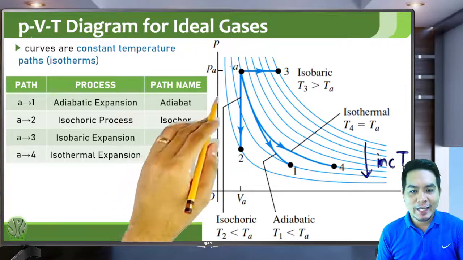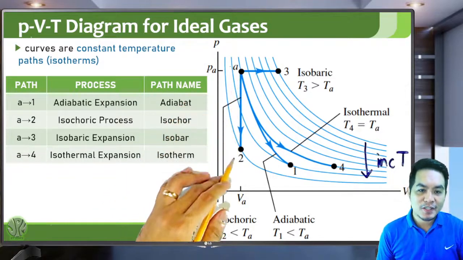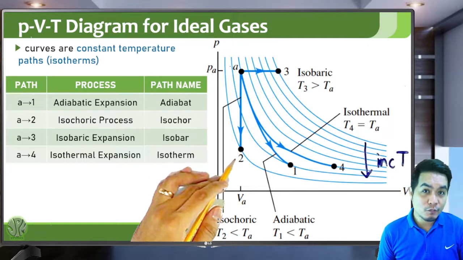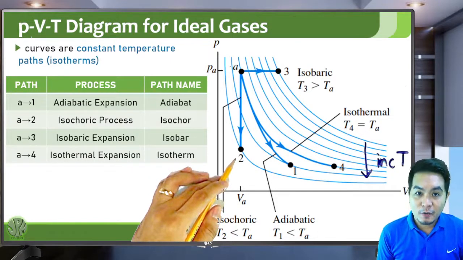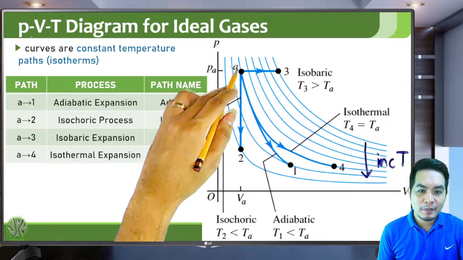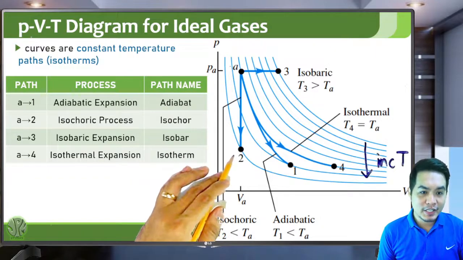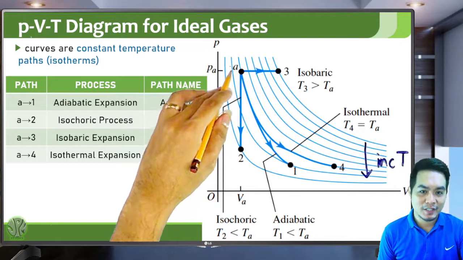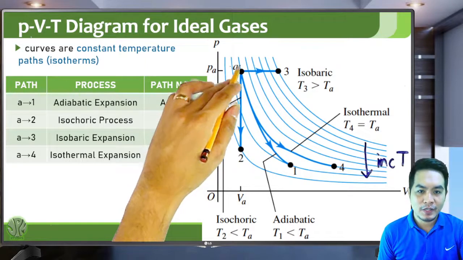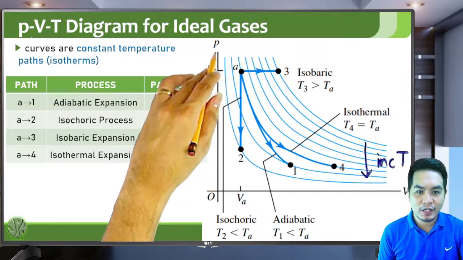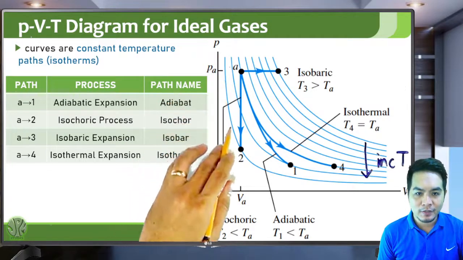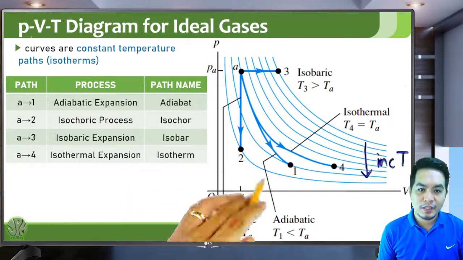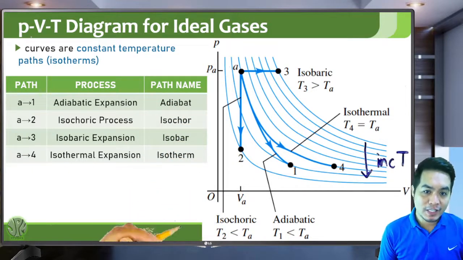Now, the path A to 2 is what we call an isochoric process, constant volume. There's no expansion or compression happening here because the volume is constant. Instead, the pressure decreases in this case, and the temperature increases. The temperature goes from this isotherm here to this isotherm here. So the temperature increases, the pressure decreases.